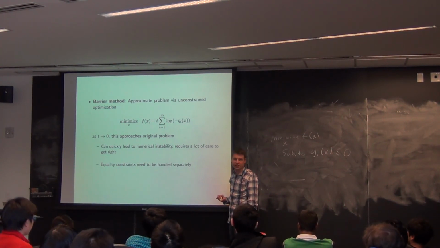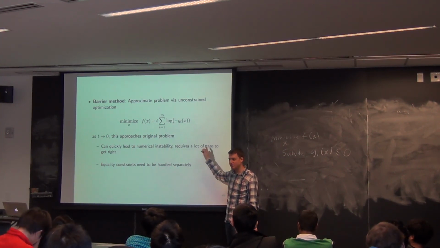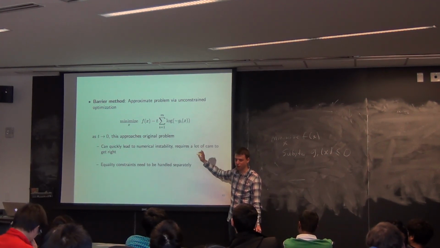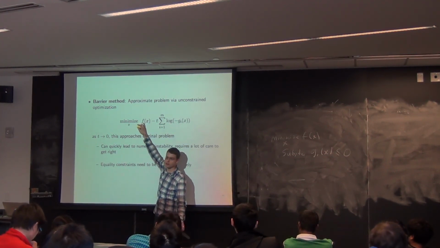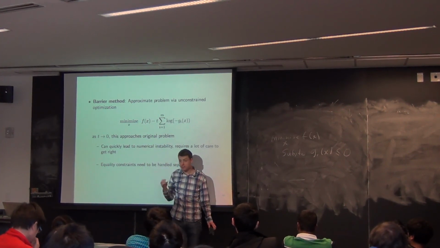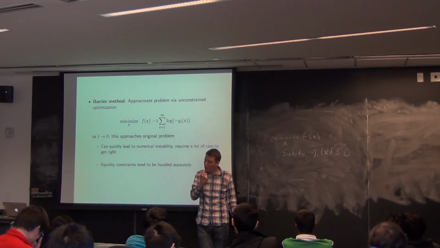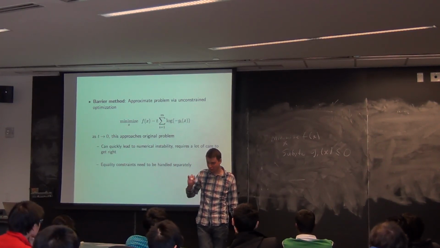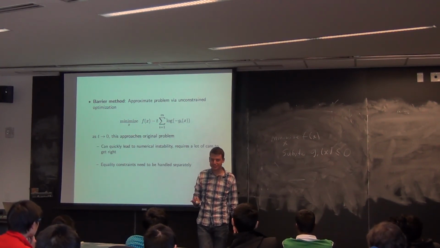Okay, so now the problem, of course, is that for t being strictly positive, this is not the same solution that you would get to the original problem. You have more terms than this. The original problem just tries to minimize this. So what these algorithms do is they schedule a t getting smaller and smaller that will get you closer and closer to the solution. And this is really tricky to do well in practice, I should say.